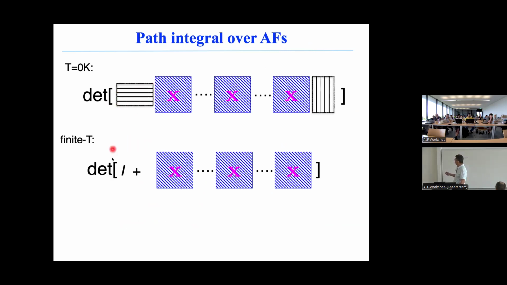So basically, that's the finite temperature formalism: determinant of 1 plus these products. Just stay with this picture. And later, we're going to come to finite temperature.